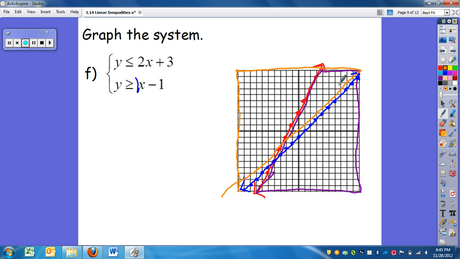And I kind of see my two outlines where the two overlap is in between. So I'm going to shade that area right there. That is my solution. That area in between.